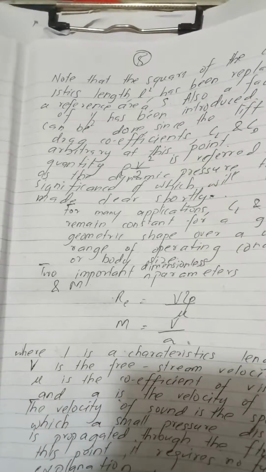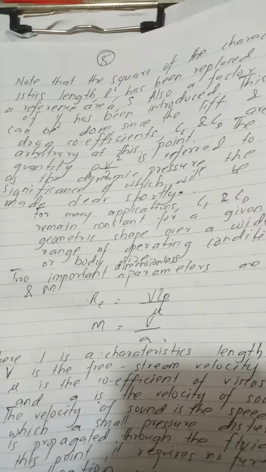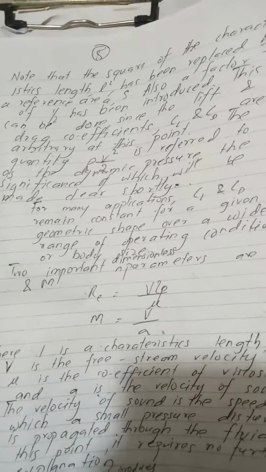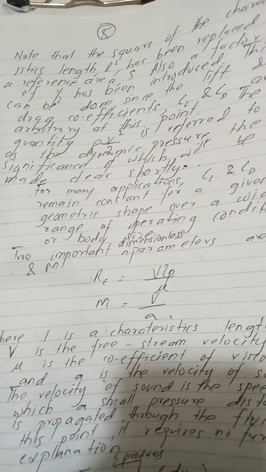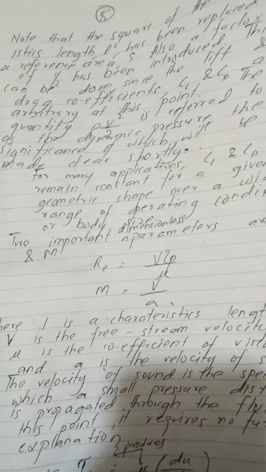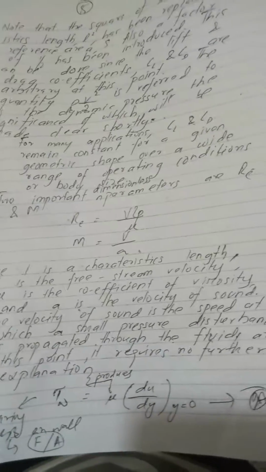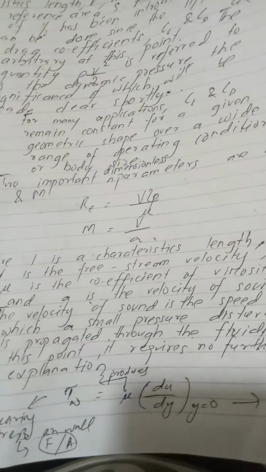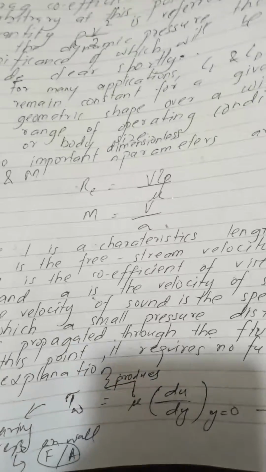Note that the square of the characteristic length, L squared, has been replaced by a reference area S. Also, a factor of half has been introduced. This can be done since the lift and drag coefficients C_L and C_D are arbitrary at this point. The quantity rho V squared by 2 is referred to as the dynamic pressure, the significance of which will be made clear shortly. For many applications, coefficients of lift and drag remain constant for a given geometrical shape over a wide range of operating conditions or body sizes.